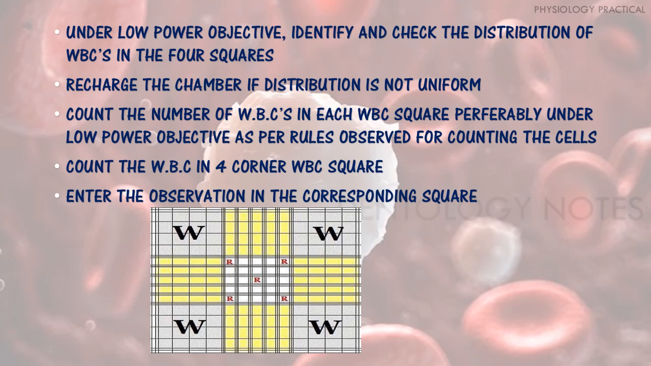Count the number of WBCs in each WBC square, preferably under low power objective, as per the rules observed for counting the cells. Count the WBCs in the 4 corner WBC squares. Enter the observation in the corresponding square.